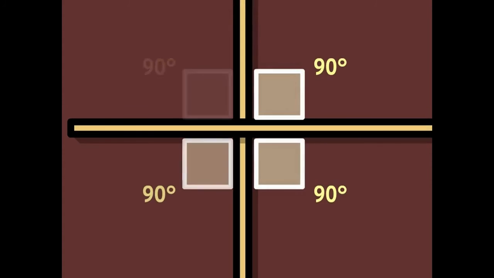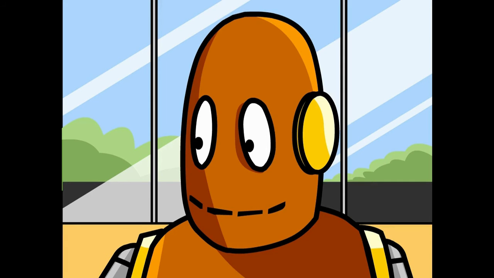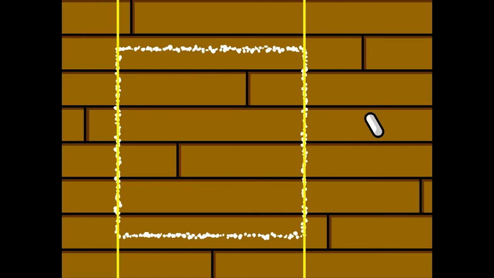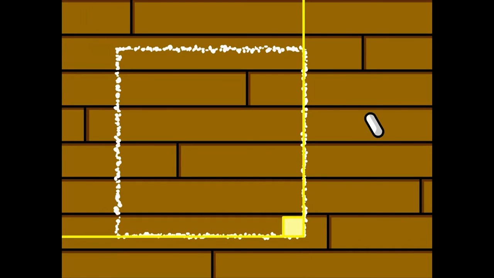Perpendicular lines intersect to form a 90-degree or right angle. Here, lines F and G are perpendicular. See how all the angles formed are 90 degrees? Well, if two lines intersect without forming a right angle, they're just called intersecting lines. Yeah, that mysterious square you drew has examples of both parallel and perpendicular lines. The opposite sides are parallel, and the adjacent sides are perpendicular.